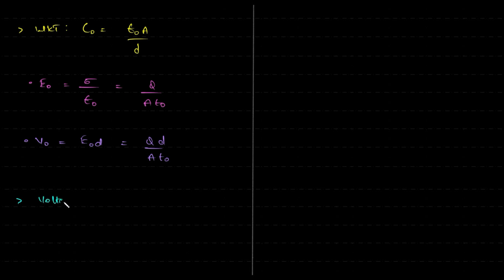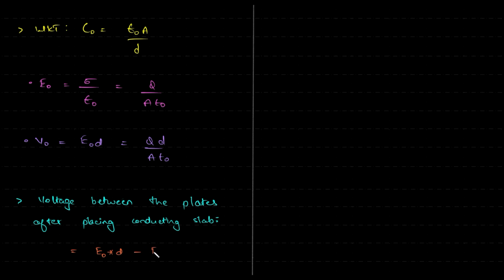Now, voltage between the plate after placing conducting slab. What happens? Well, we saw that E naught into d will encounter an opposing force, which is E naught into t, right? That's your EP, is it not? We know that voltage, I wrote it here, right? Voltage is nothing but E into d, force into displacement, again, unit per unit charge and all of that. So this being the normal formula, this being the initial minus this is your opposing force. So difference between them will give us the net voltage, right? We have to explain this in detail.